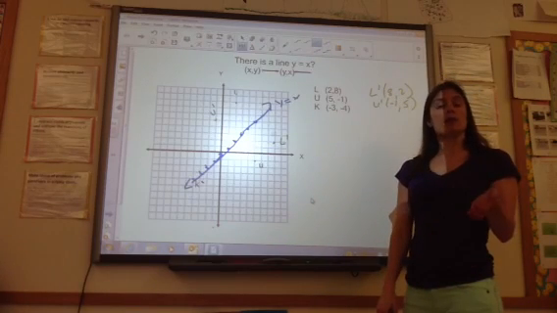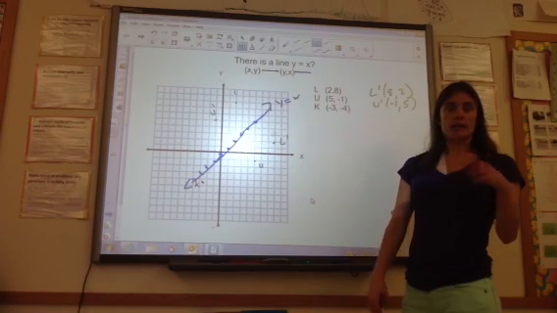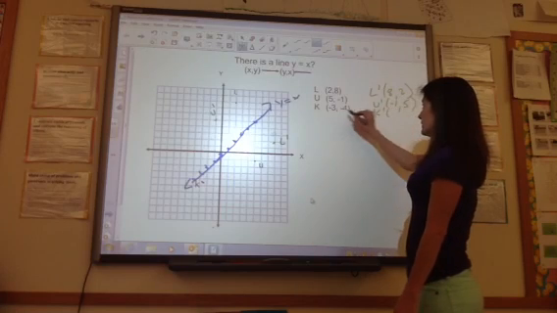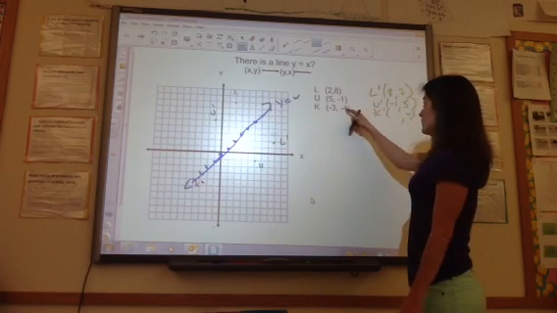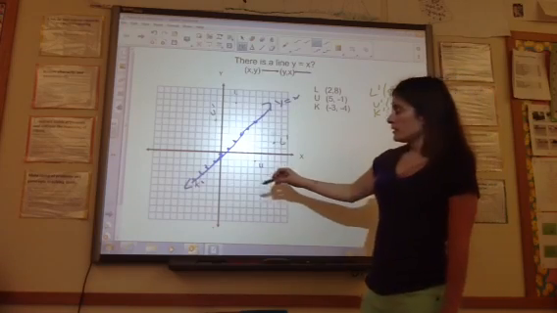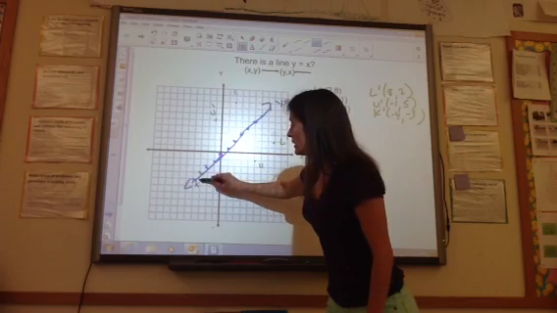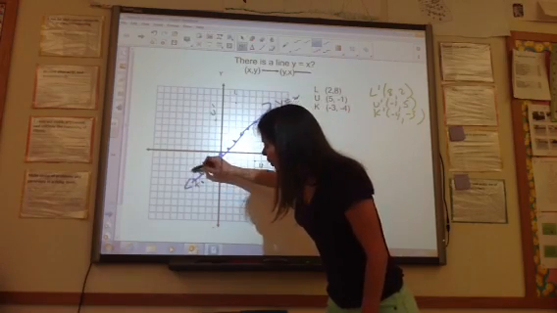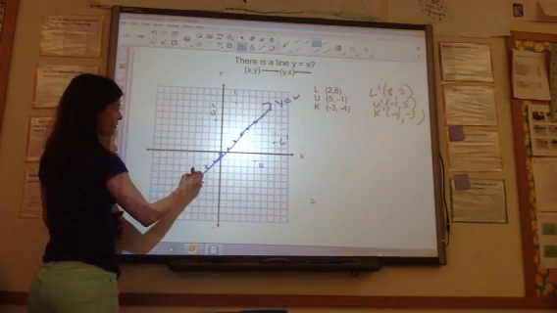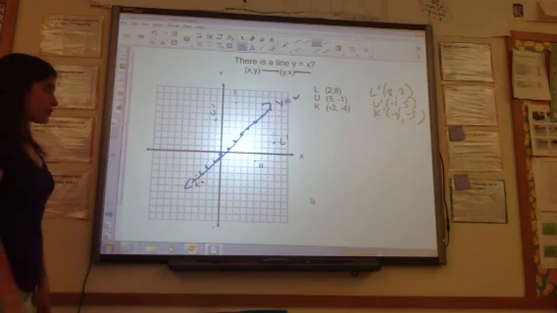If you want, you can pause the video right now and try to do the K, but the K is going to be just the coordinates flipped. So the x is going to become the y, and the y is going to become the x. Right? K, if I were to look at it, should be at (-3, 4). So it would be right there, (4, -3). And again, the smartboard's a little disoriented here, so that's why it's not perfect.